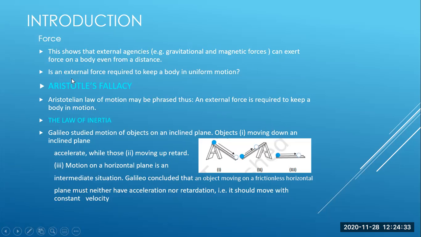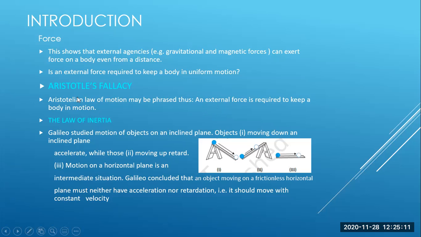Now, the question is: is an external force required to keep a body in uniform motion? First of all, we'll discuss Aristotle's fallacy, where he fell short of the proof. The Aristotelian law of motion may be phrased thus: an external force is required to keep a body in motion. It's not always true. It may be true, but it's not always true.